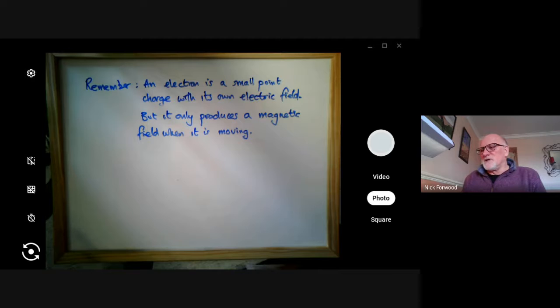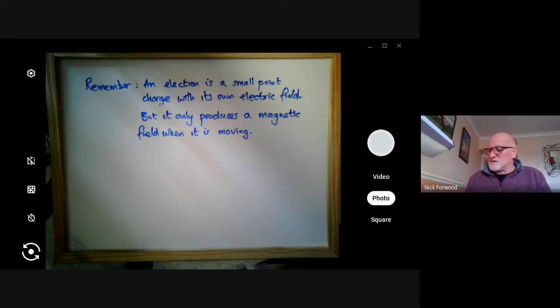So this word electromagnetism is a combination of electric, obviously, and magnetic, and the two go hand in hand. But you must have the particle moving to get the magnetic field, in addition to the electric field. The electric field's on full time. The magnetic field is switching on and off depending on whether your circuit is switched off or is switched on.